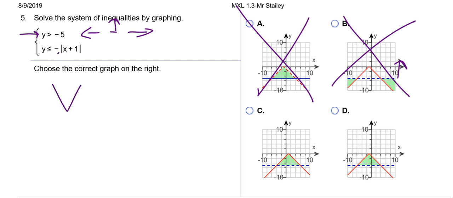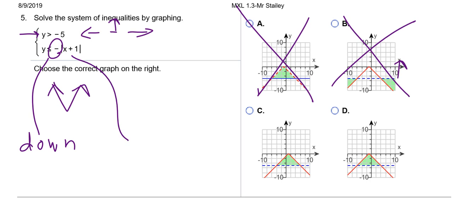We know that this is an absolute value function. What is this negative in front of it causing it to do? It flips it over, right? It opens down. Okay, now, x plus 1, is that moving right or left? We talked about yesterday how it always looks backwards on the inside of those absolute value bars. Which way is it moving? It would be moving left.